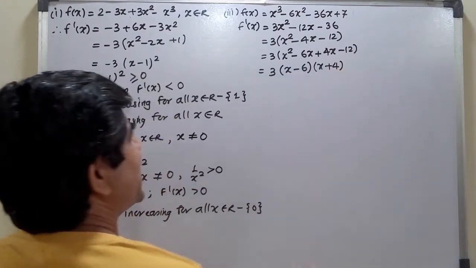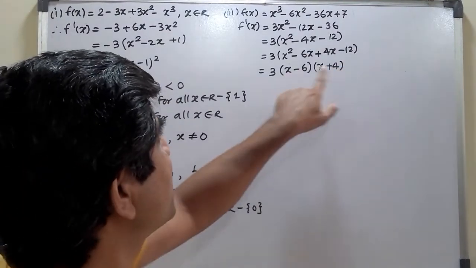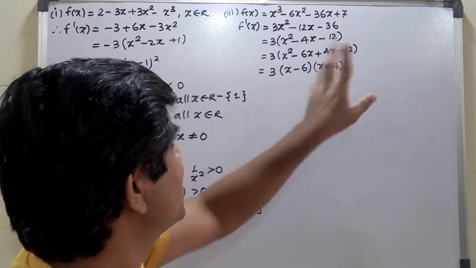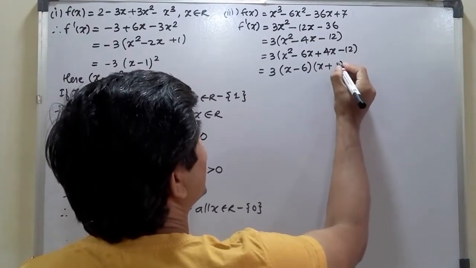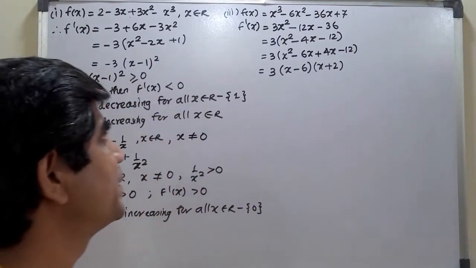Okay, just cross check it once again. x square plus 4x minus 6x minus 12. 12 means 2, I think so this will be 2. Okay, this is 2. Okay.